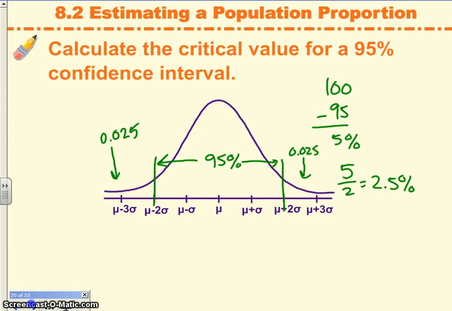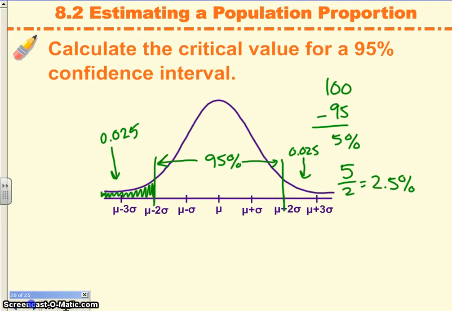I need to find at what z-score I have 0.025 area up to. If you know how to use your z-tables, you can go there, and you're not going to look this up as a z-score. Remember, that 0.025 is an area, so you're going to look in the body of the table for the value 0.0250 and find the z-score that's as close to it as possible.